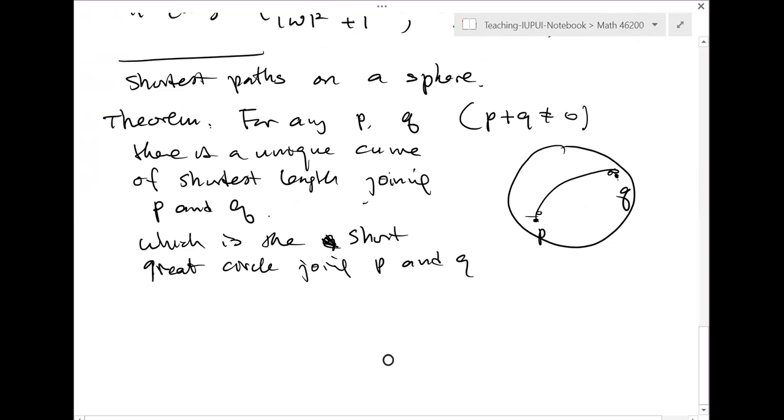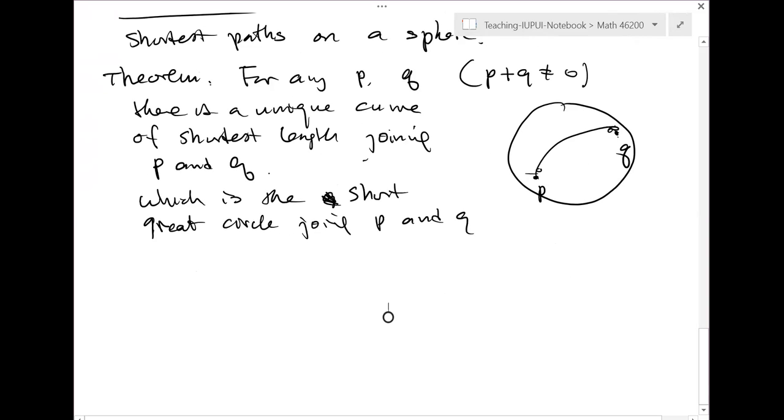So we want to show that this is true, right? And that means any other curve has a longer length.